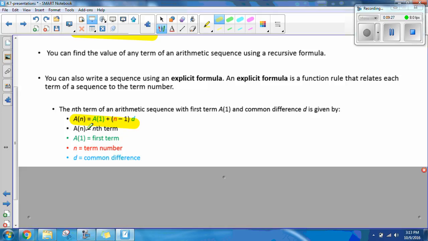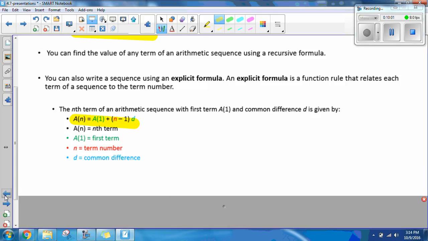Meaning, a of n is referring to the nth term, a of 1 is referring to the value of the first term. Since n is referring to that term number, let's say we're looking for the 7th term, then n minus 1 would be 6 times whatever the common difference is. And then we would just add that to the first term. Now we can find the nth term, like the 7th term, without having to figure out the 2nd, 3rd, 4th, 5th, and 6th term. We could just figure it out from the explicit formula.